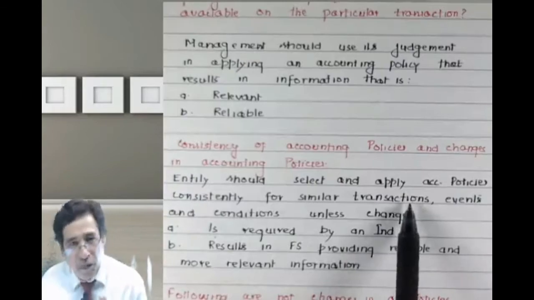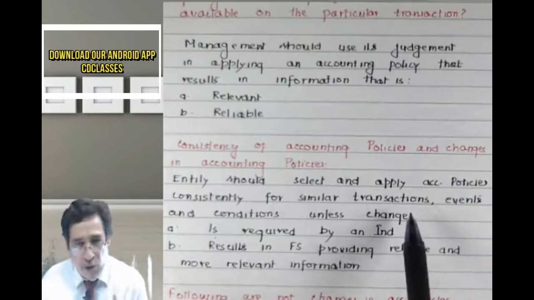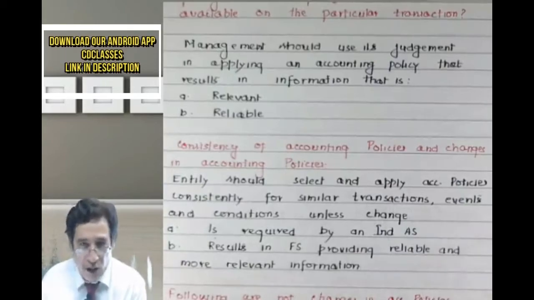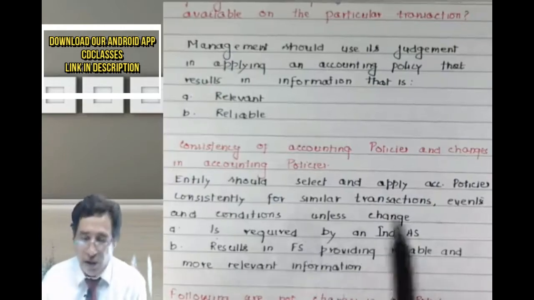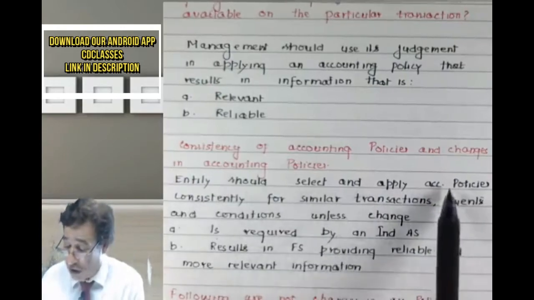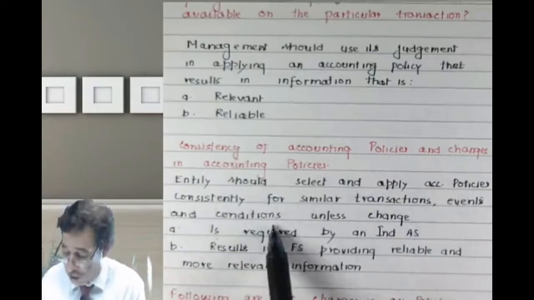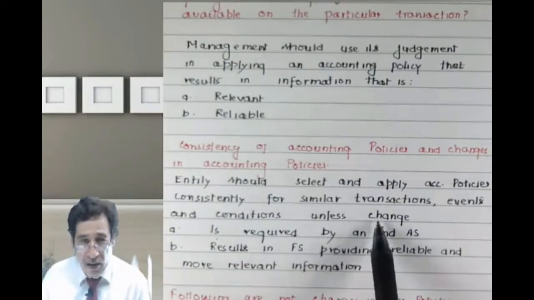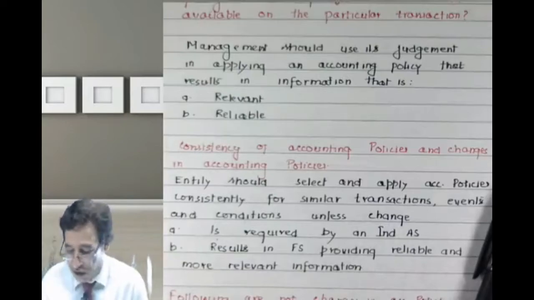So entities should select and apply the accounting policies consistently for similar transactions. That means we should not make chip-chop changes. We should not chop out old policies and replace them with new ones, because as I have already told you, it is going to bring many troubles otherwise. So entities should select and apply accounting policies consistently for similar transactions, events and conditions. The general rule is that the entity should go on with a similar type of consistent accounting policy. They should be absolutely consistent.